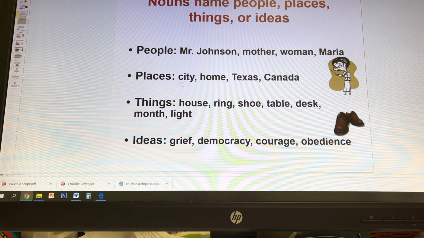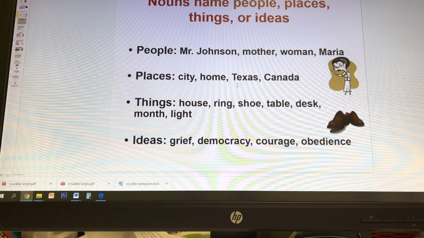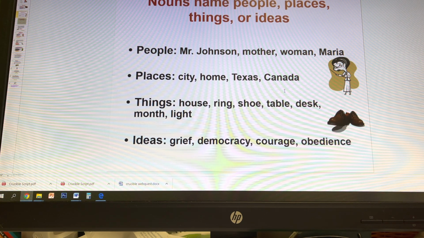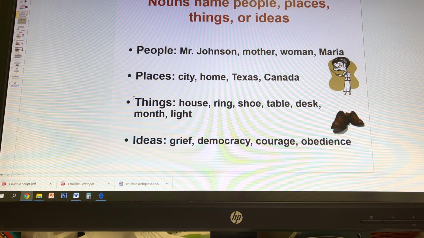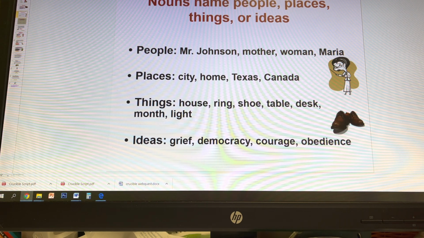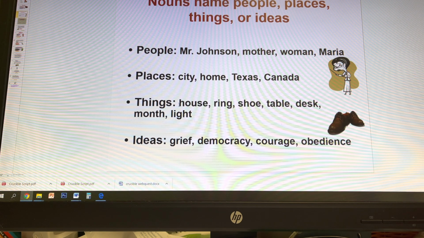Places, we have simple city or town. Home is a place. But then we also have places like Texas. You can't touch the whole thing at one time. Or Canada, even a country. Things are a little bit easier. This would probably be what you would learn in conjunction with people when you're first learning about nouns, because you can touch these things and they're fairly small.